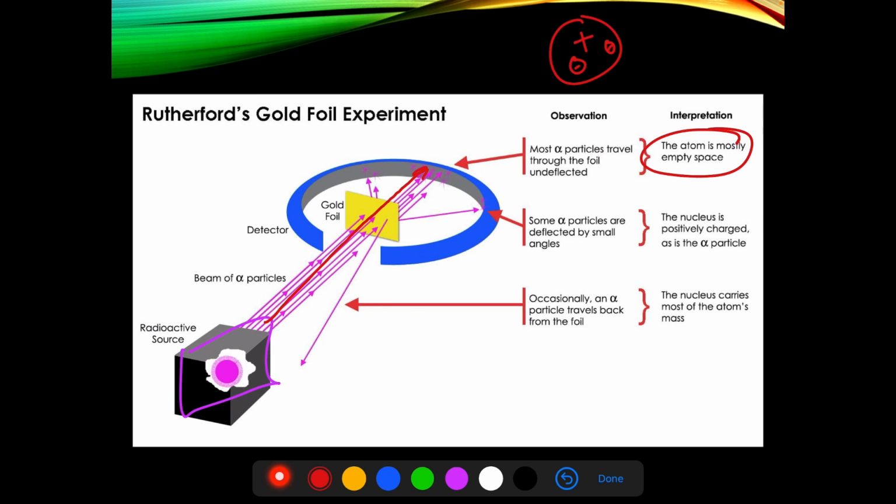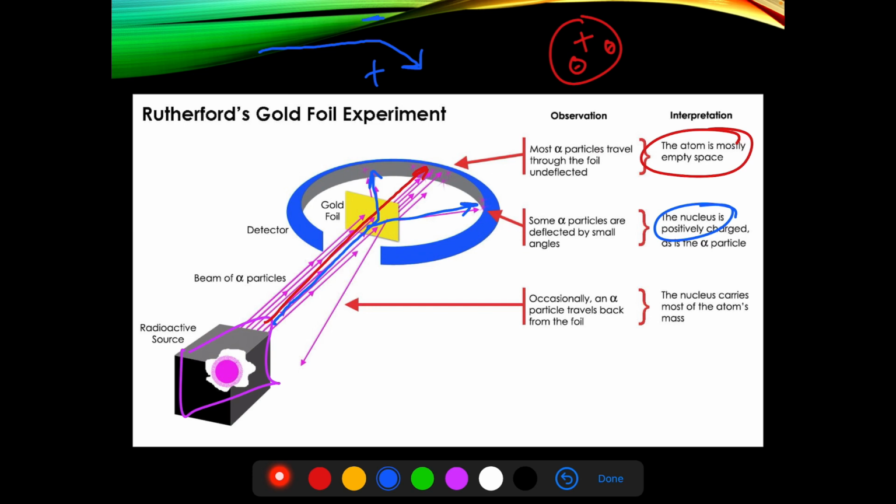The second most common thing you saw was those beams would get deflected at small angles. So they would still go through the gold foil, they would just get pushed apart. So thinking about the cathode ray experiment, that beam would get deflected away from negatives towards positives. So that small deflection angle told us that, well, there is still this positive thing in the middle. It's just not as big as we thought. Otherwise, we'd see a lot more deflection happening.